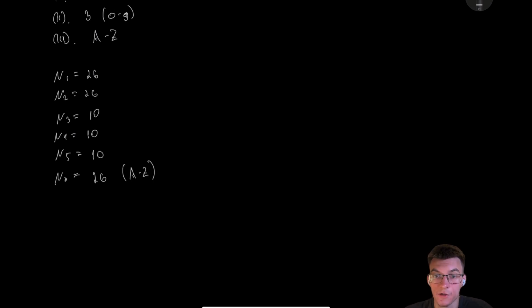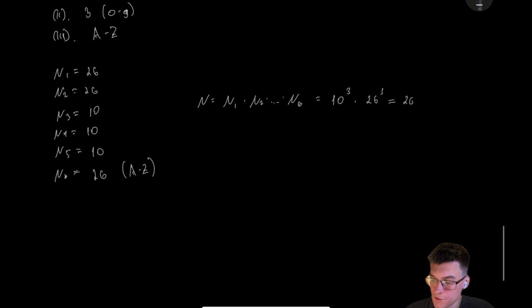Now we just need to calculate the total combinations, which is essentially the multiplication of all possible choices. N1 times N2, and this way until N6, which equals 10 cubed times 26 cubed, which equals 26 cubed times 1000. And here you are free to use a calculator, and calculating this, it will be 17,576,000 total possible combinations.